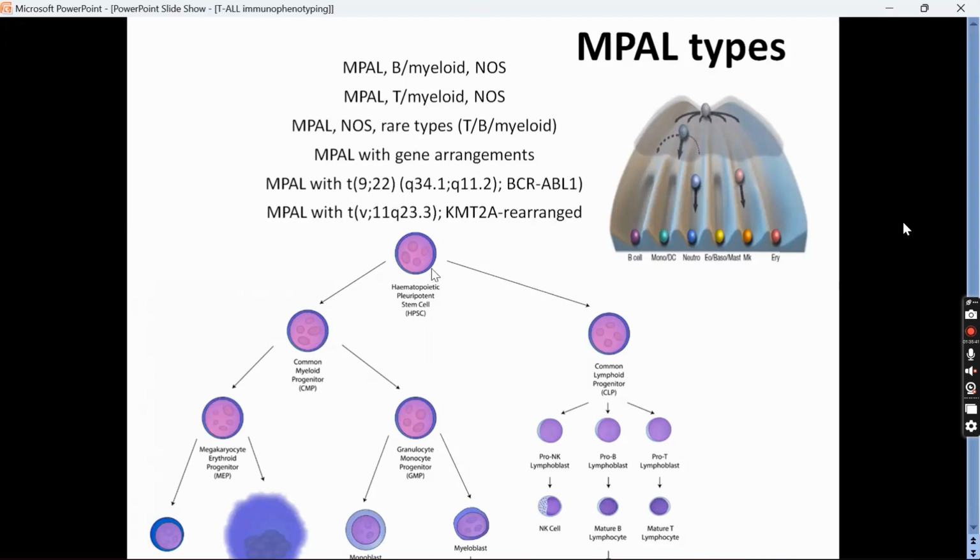So basically, where the mutation happens, if the mutation is happening in the common myeloid progenitor or especially in the pluripotent stem cell, then you find the blast has the plasticity to differentiate to myeloid and lymphoid, and that is where this MPAL arises.